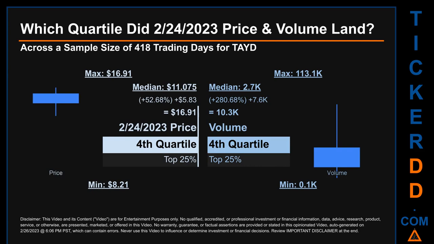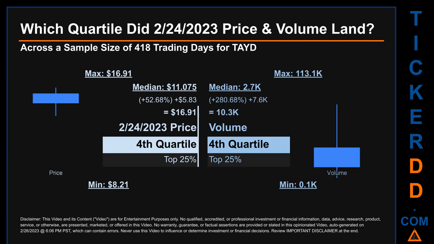Which quartile did February 24, 2023 price and volume land? Across a sample size of 418 trading days, the maximum end-of-day price for TAYD was $16.91 while the minimum was $8.21. Within that price range, February 24, 2023 price, of $16.91, landed within the fourth quartile, meaning that it was within the top 25% of all sampled end-of-day prices. The day's volume landed within the fourth quartile, marking it within the top 25% of all sampled daily volume, which saw a max daily volume of 113.1 thousand and a minimum of 0.1 thousand.